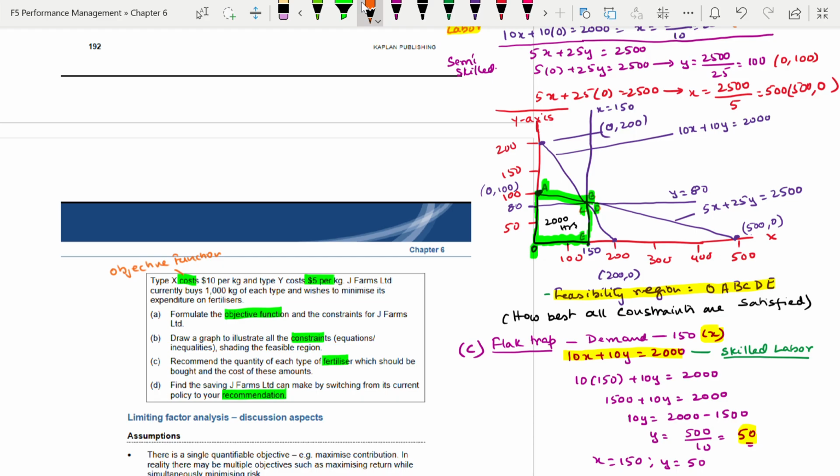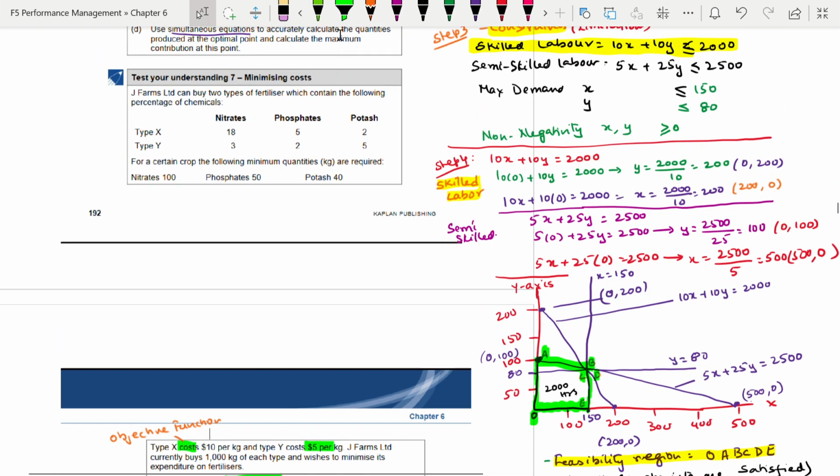In the question, they will mention very clearly whether it is a contribution or a cost. Then what they have mentioned is 10x nitrate, 10x and 3y, 5x and 2y, 2x and 5y. It should be maximum, it should be more than 0, it should not be 0.